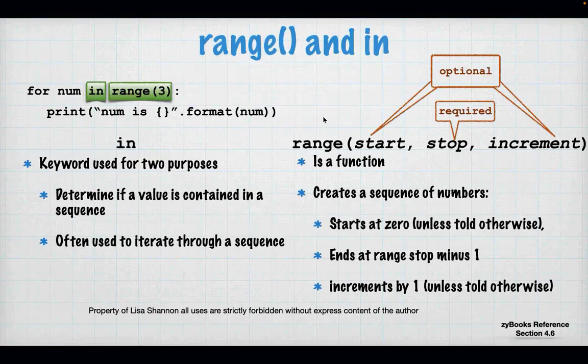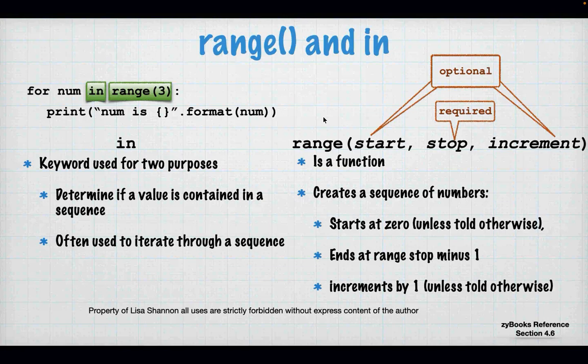So let's talk about the range function. Range is a function that is provided by Python. You just get it for using Python. And what it allows you to do is control a for loop using basically numbers. And you can do start, stop, and increment.